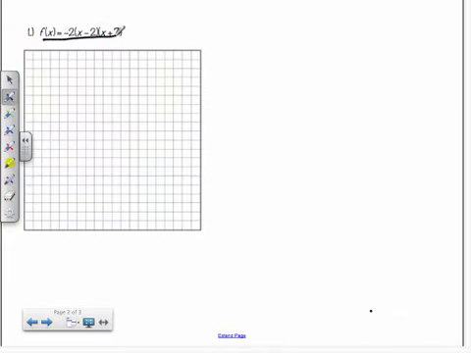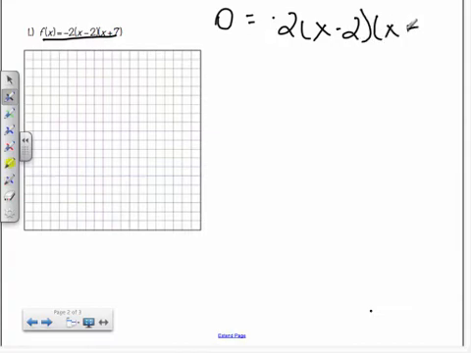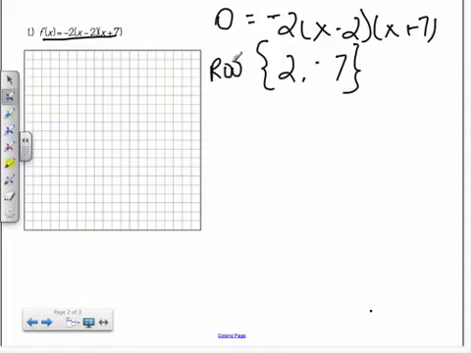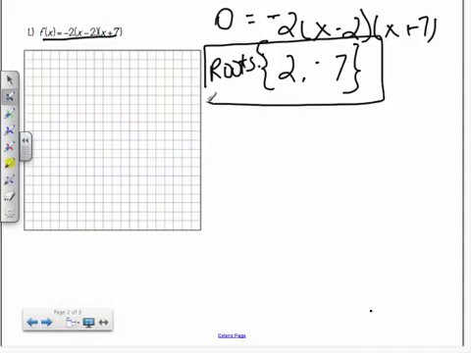Because it's in this format, I can easily find my roots. I just set f of x equal to 0. So I get 0 equals negative 2 times x minus 2 multiplied by x plus 7, which means that my roots are going to be positive 2 and negative 7. Okay, so these are my roots, and that's key information to help me out. So here's one key feature that I need to find in order to graph out this function.